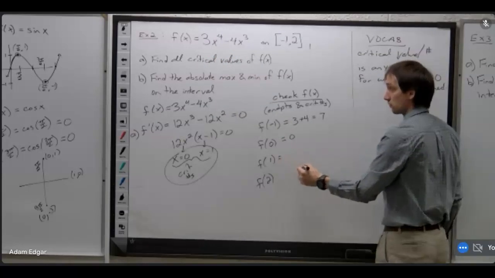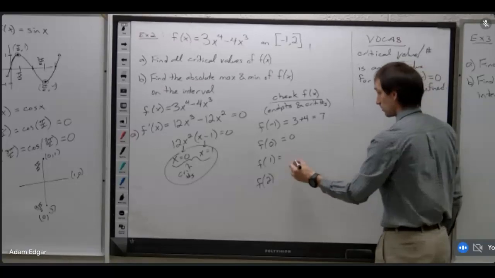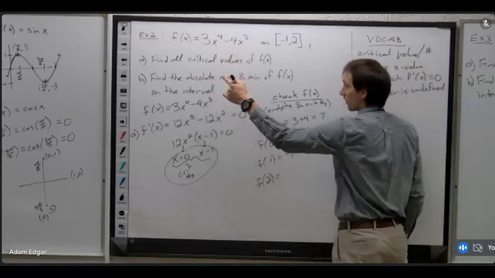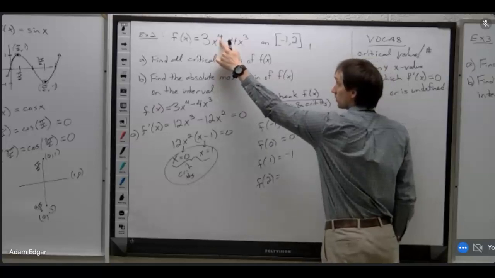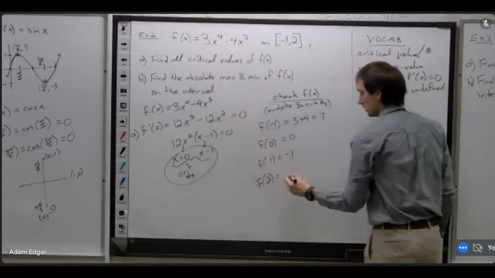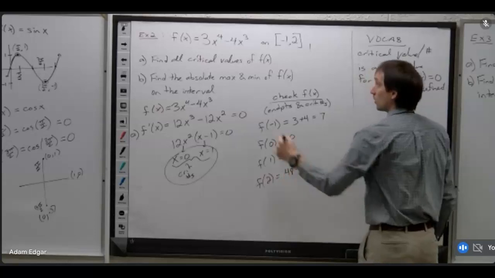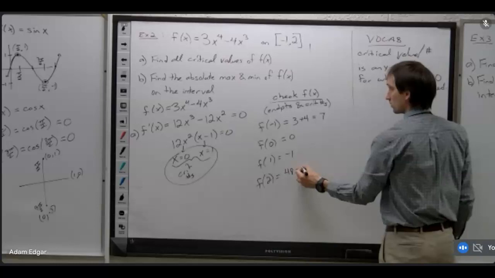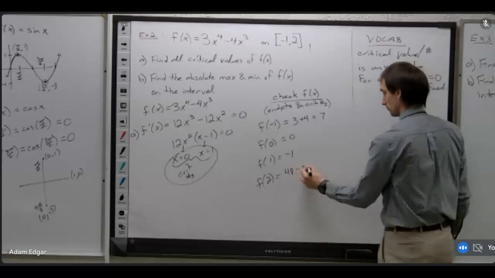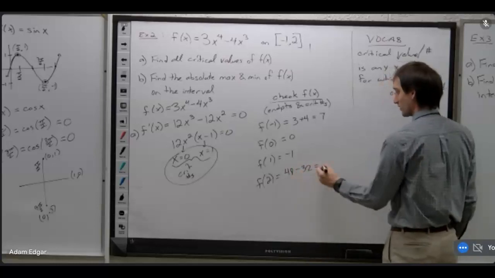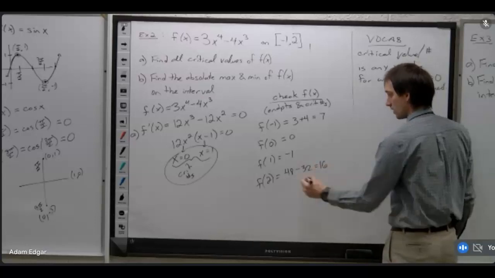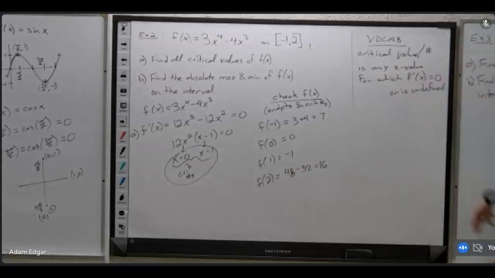What is it? Thank you. Okay, -1. And you plug in 2. That requires some thought again. What's 2 to the 4th? 16 times 3. What's 2 cubed? 8 times 4, 32. 48 minus 32 is 16. So that's just finding all your y values at these key points, the endpoints and the critical numbers.